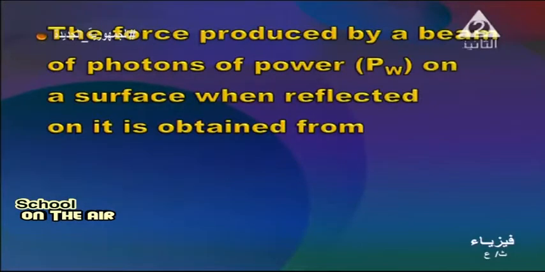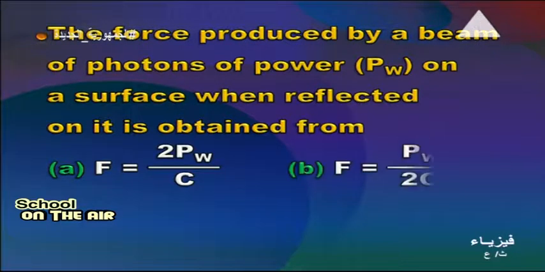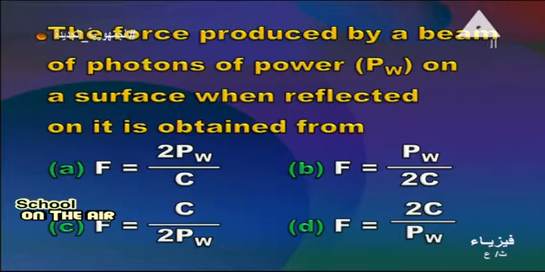The force produced by a beam of photons of power PW on a surface when reflected is obtained from the relation 2PW over C. Is the force PW over 2C, C over 2PW, or 2C over PW? Of course, it is, well known, 2P over C.